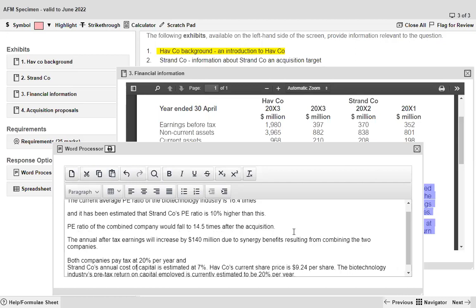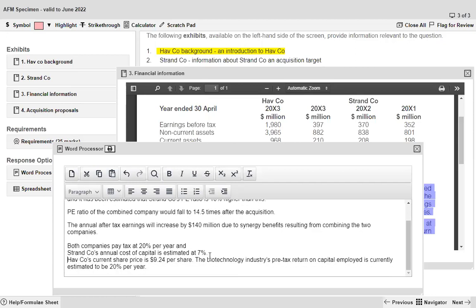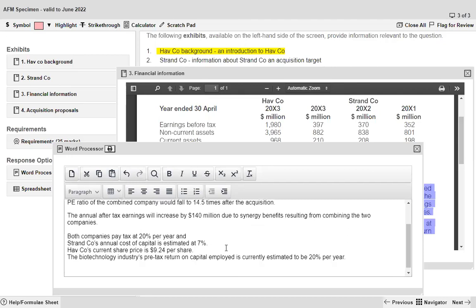And Strand's annual cost of capital is estimated to be 7%. Hav's current share price is this. The biotech industry's pre-tax return on capital employed is this. Now what next is there? Let's discuss.